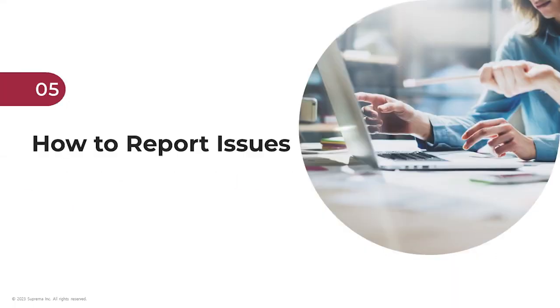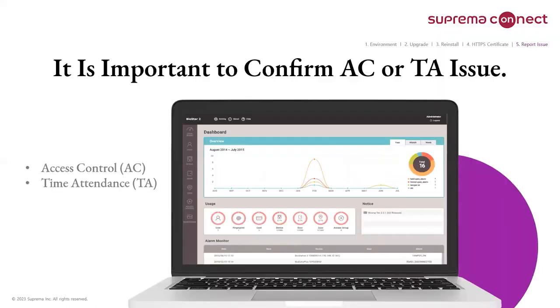The final part of today is how to report issues. The Suprema team receives issues in various parts of the world and tries to solve your problems as quickly as possible. In particular, we need the support of our partners to resolve the issue on the customer side quickly. Before reporting an issue, please make sure your case is about access control, called AC, or time attendance, called TA. Not sure what access control is? Access control means all BioStar 2 menus, except for time attendance in the BioStar 2 menu.